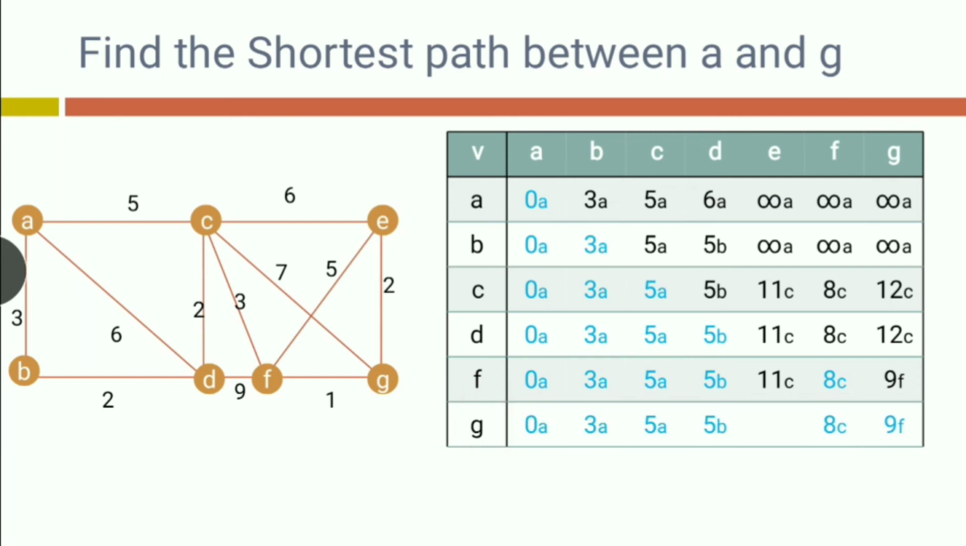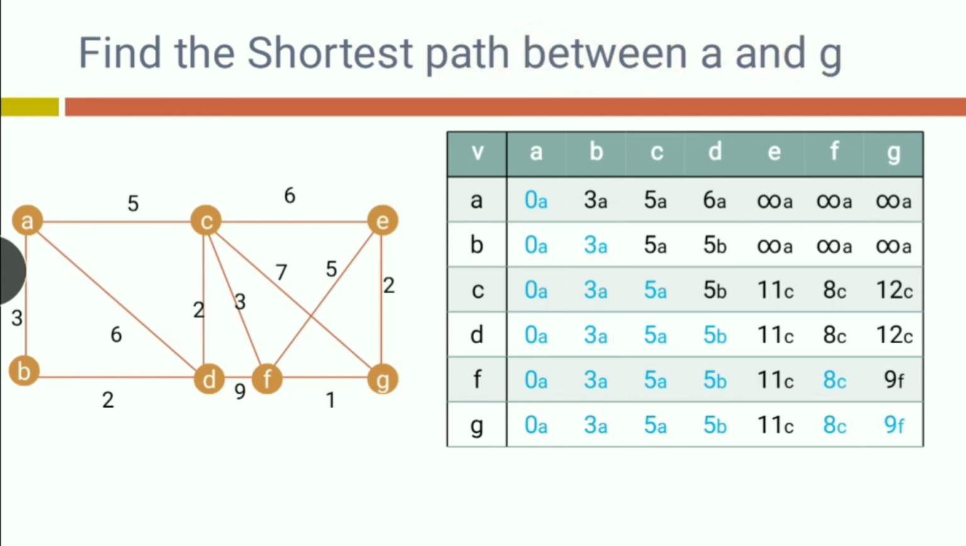Now we'll write these as it is because they are already included. We just have to see the distance of E from G. Distance of E from G is 2. So 9 plus 2 is 11. So 11C. Okay. So this is the table. We have to find the shortest path between A and G.